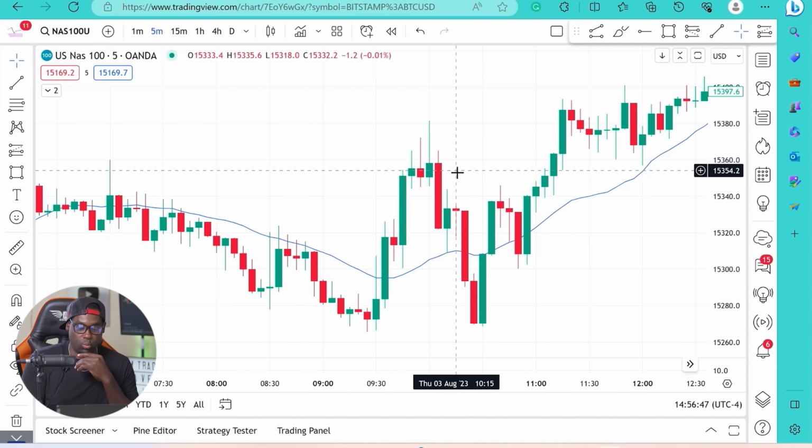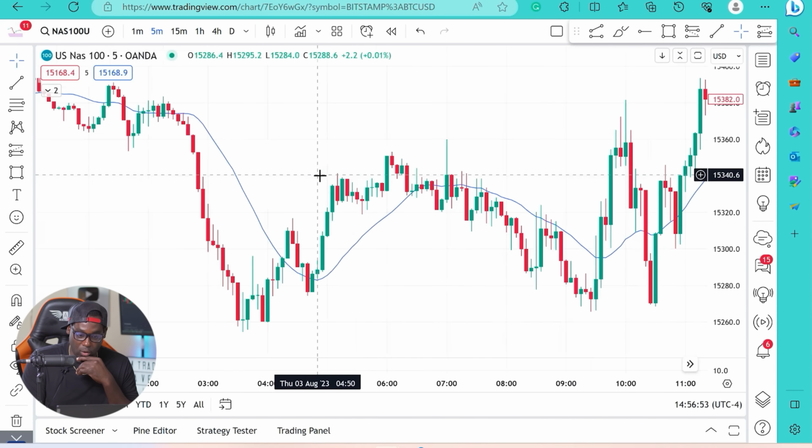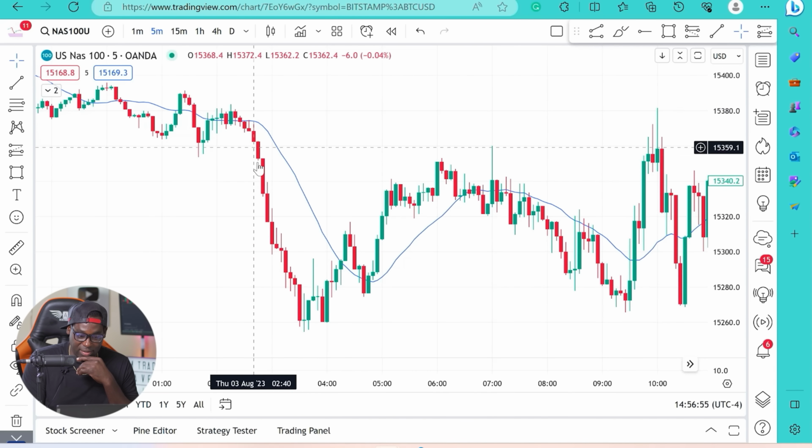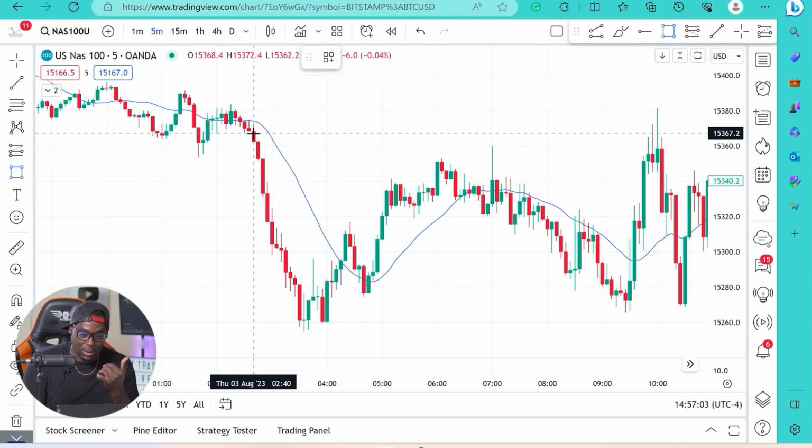Now let me show you guys another example. All right, guys, so right here we have aggressive buying. You see this right here? Aggressive buying. Now, before we had that aggressive buying, we had aggressive selling. You see this right here, guys? Look at all these red candles in a row. So as soon as the market comes back to this area right here, we want to look to sell the market.